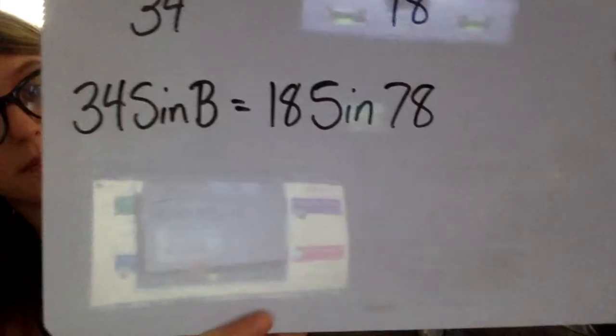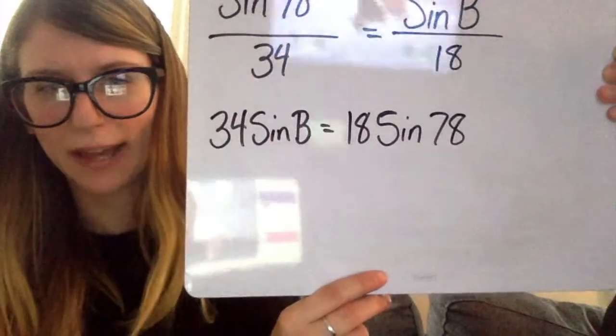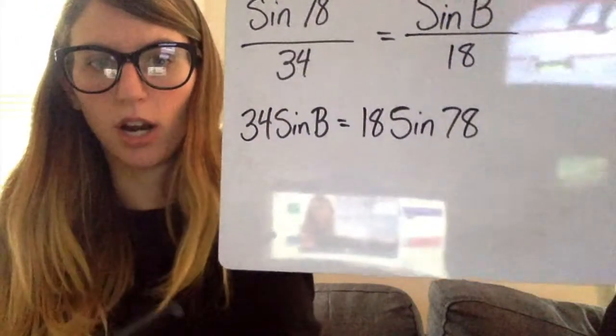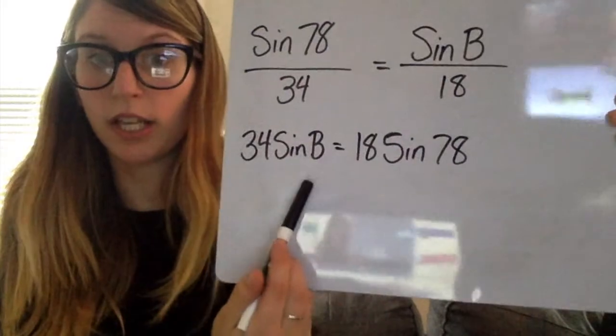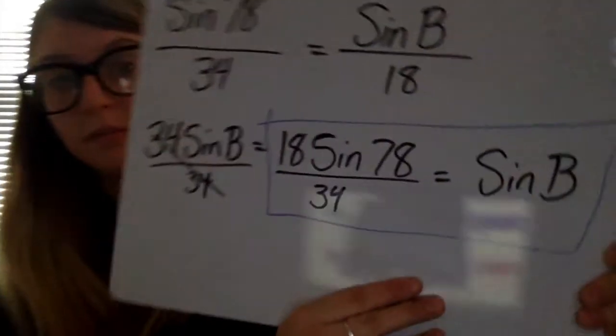The problem here is that now I don't have a nice neat x by itself to isolate. I have to isolate sine of B altogether. So to isolate sine of B, I'm going to divide by 34 on both sides. So I get that this equals sine of B. And I'm going to use a little bit of color so it pops.